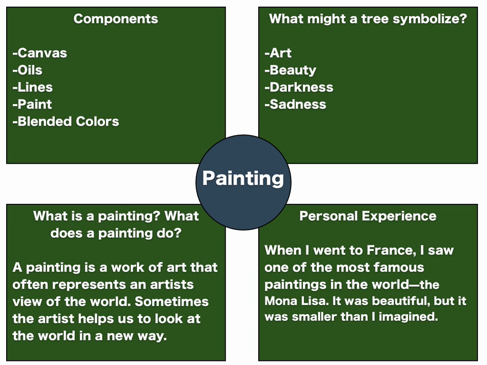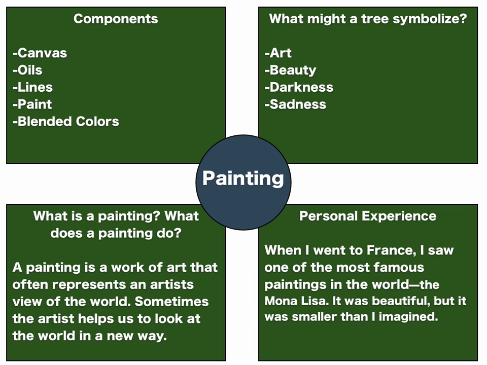Then we took another word like painting and we said, okay, what makes up a painting? You've got the canvas, you need oils or paint, you need to create some lines on there, you need to be able to blend colors, and these are all components of a painting. And what is a painting used for, or what is it? A painting is a work of art that often represents an artist's view of the world. Sometimes the artist helps us to look at the world in a new way.